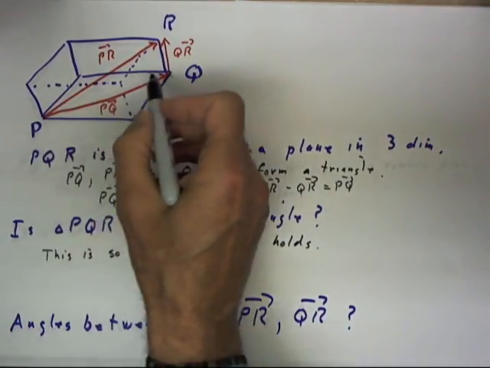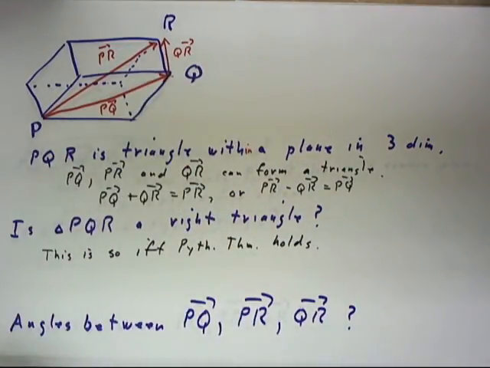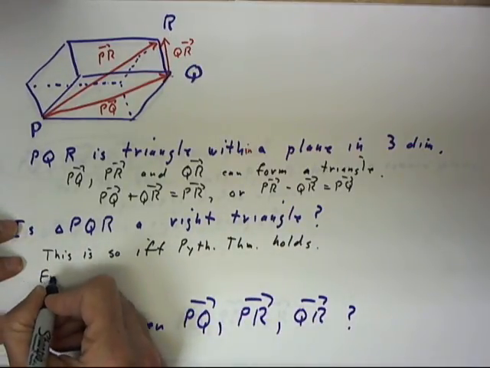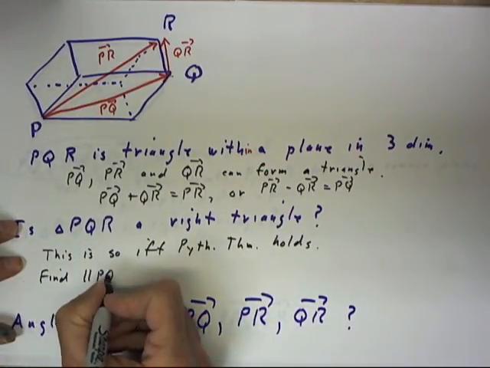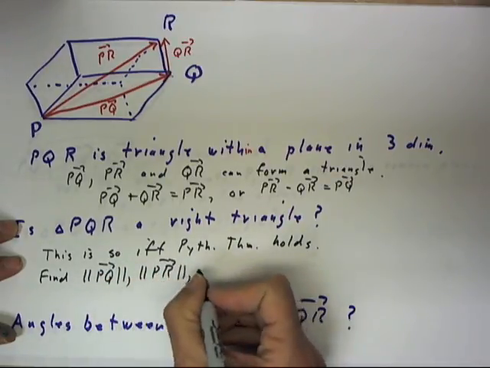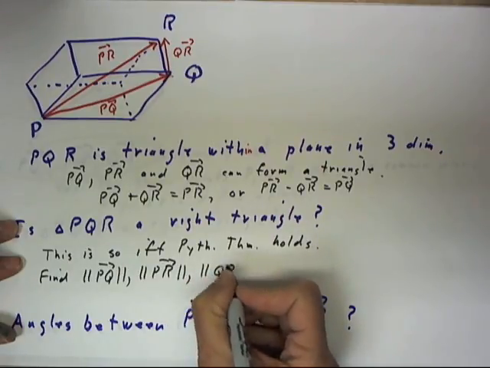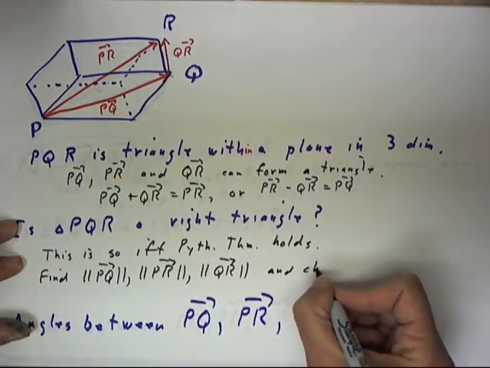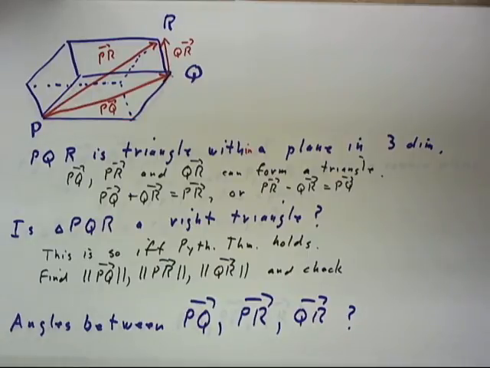Now, looking at the orientation of this, we can't necessarily tell which of these would be the hypotenuse and which would be the legs, but we can find the magnitude of PQ, the magnitude of PR, and the magnitude of QR, and check. Whichever of these two are least, if their squares add up to the square of the other, then we have a right triangle. Now, we can also ask the question, what are the angles between these various vectors?